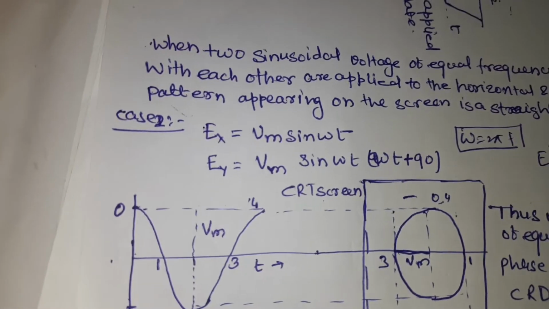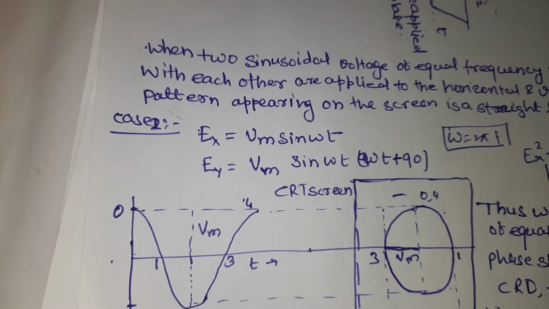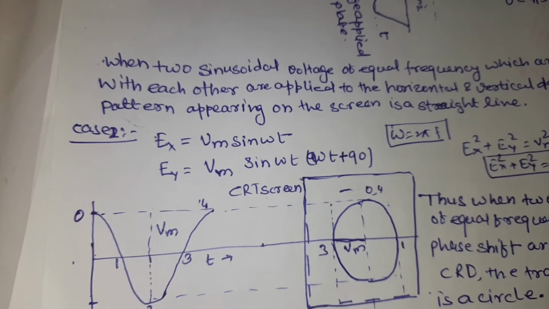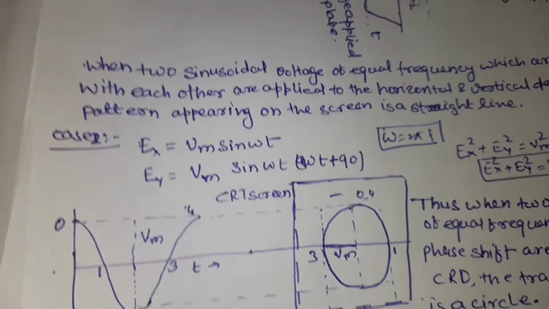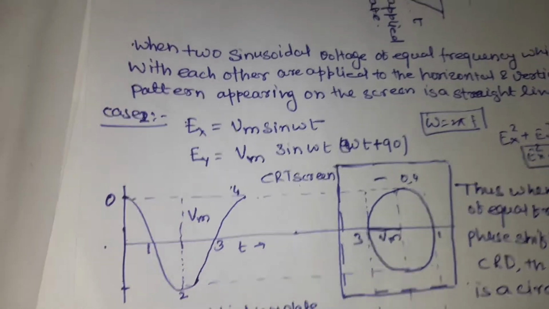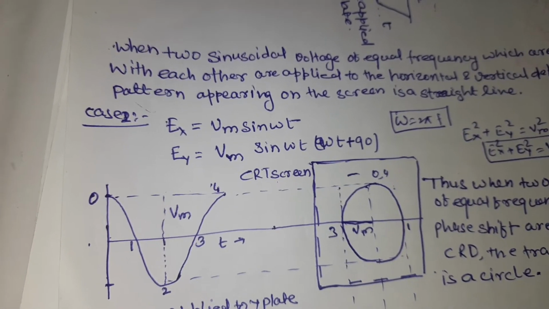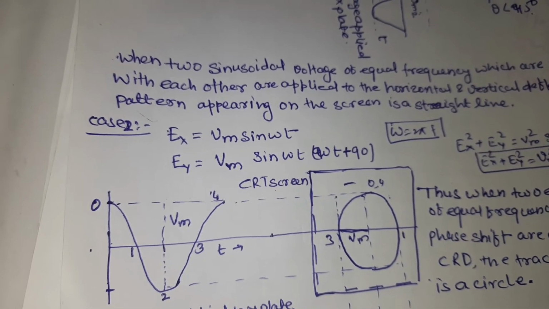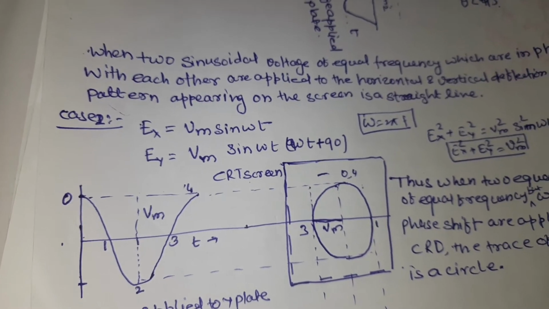Next, case 2. Suppose in X plate we have applied Bm sin omega t, and in Y plate we have applied Bm sin omega t plus 90 degree, when the two voltages have a 90 degree phase difference. Here we have observed that the frequency of the X plate voltage and the frequency of the Y plate voltage are the same, omega, that means 2 pi f.